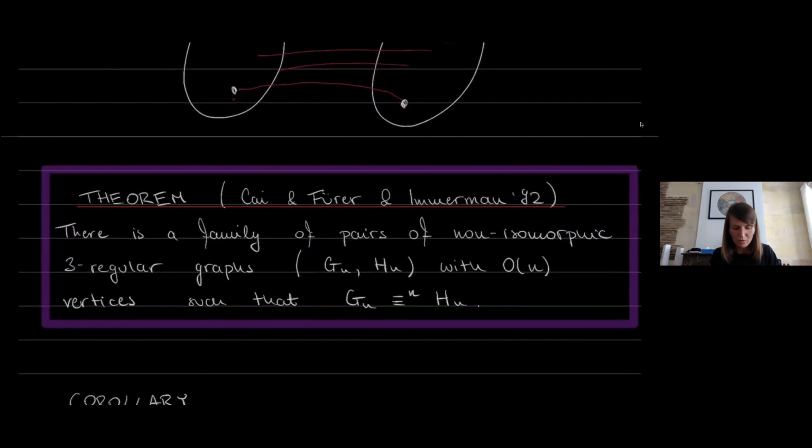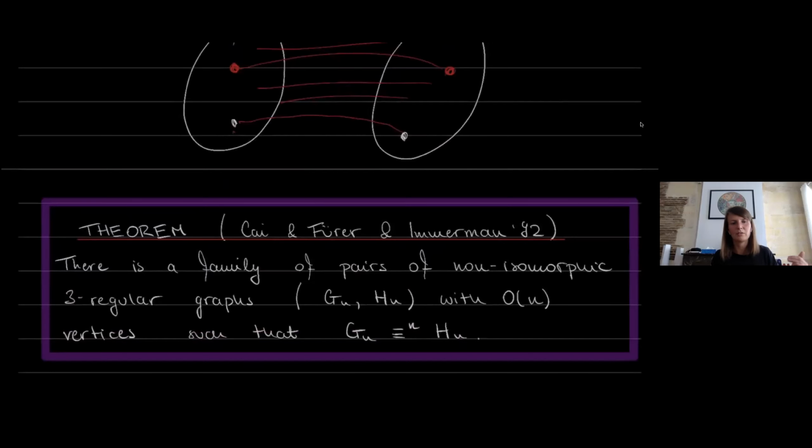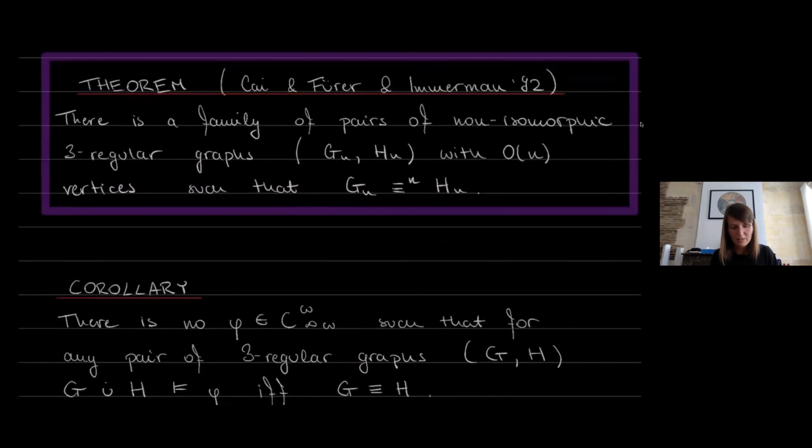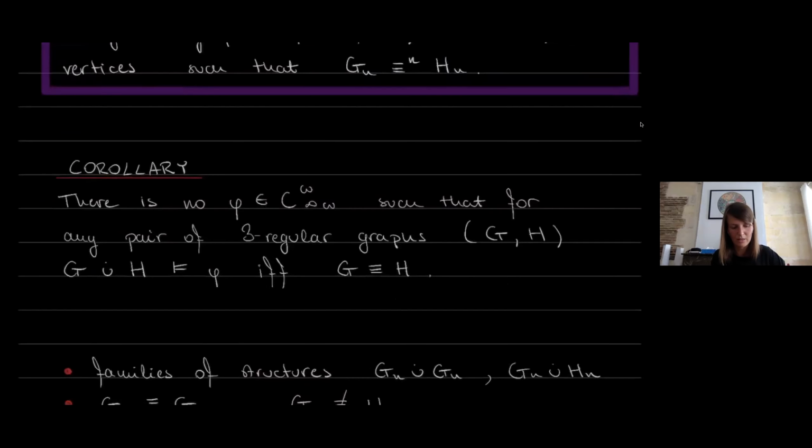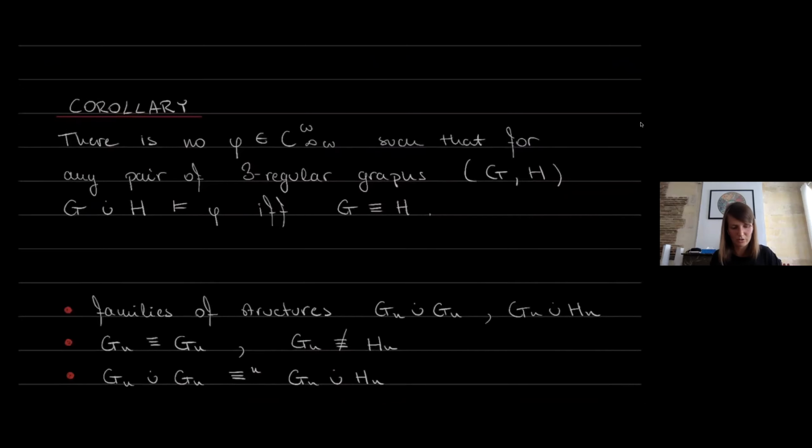Okay, so what Cai, Fürer and Immerman showed more precisely is that there is a family of pairs of non-isomorphic three regular graphs with O(n) vertices. This is not so important for the inexpressibility result, but will be important later for our lower bounds. This number of vertices is also important, such that Gn and Hn are indistinguishable using n pebbles. So duplicator can play forever using n pebbles. How this theorem is stated does not immediately give us the strategy that I described a while ago, so let's see exactly how it gives us this family of structures.